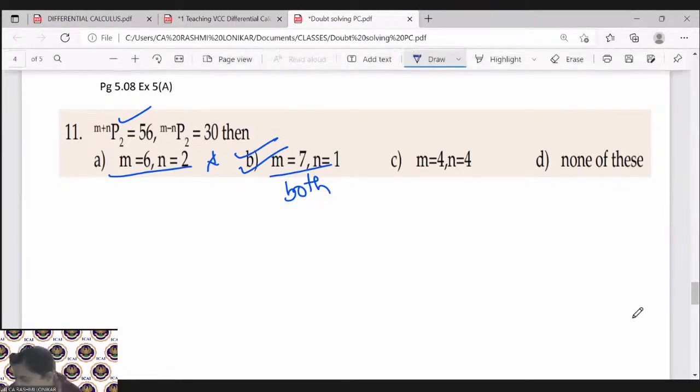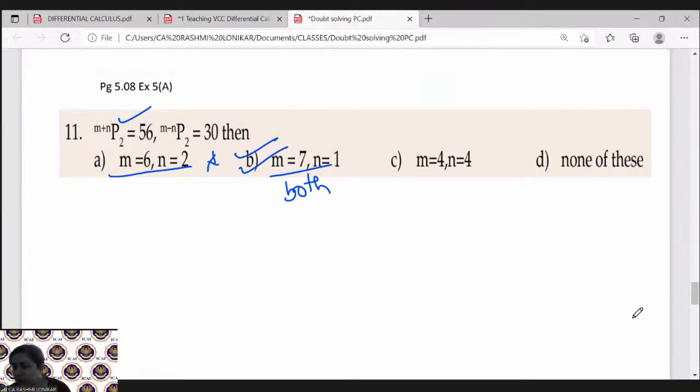Okay, right? I hope this solves all your doubts relating to permutation and combination. Yes, very good, very good. Yes, Mayur.